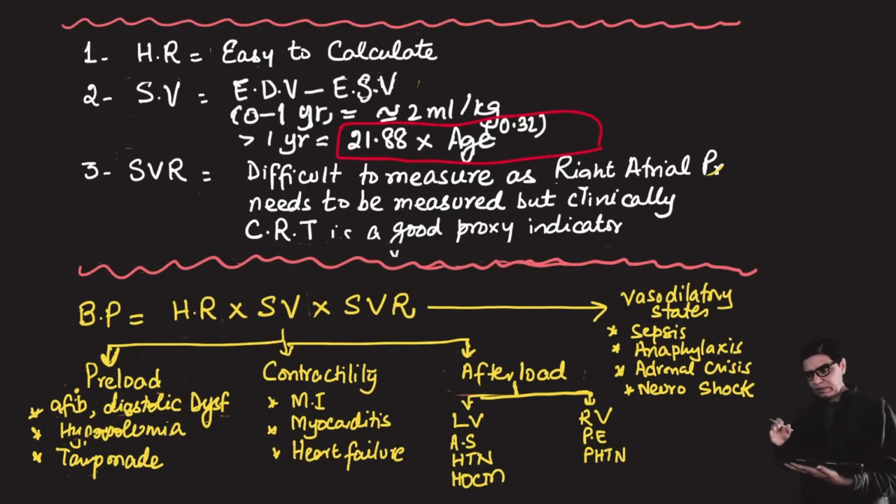Now, how would you calculate the actual stroke volume? I told you, this is the expected stroke volume. That would give you an idea whether your calculated stroke volume, the actual one the child with that disease is having, is less than what you are expecting or more than that.